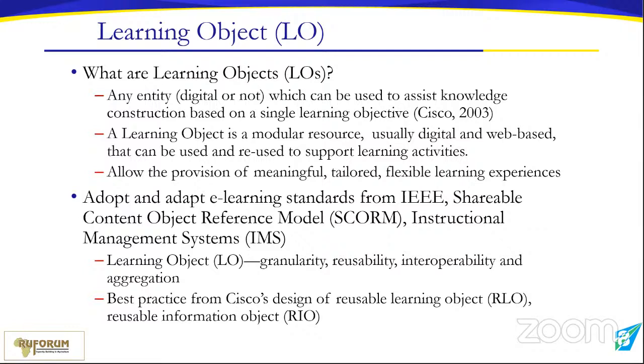to make you aware. That is the objective. A learning object is a modular resource, usually digital, web-based, that can be used to support learning activities, okay? So we adapt learning standards from IEEE. We have SCORM, which is Shareable Content Object Reference Model, and the Instructional Management Systems model as well. So learning objects largely need to be granular, they need to be reusable, and must allow interoperability and aggregation.